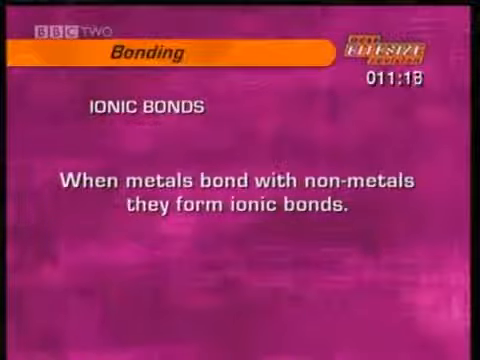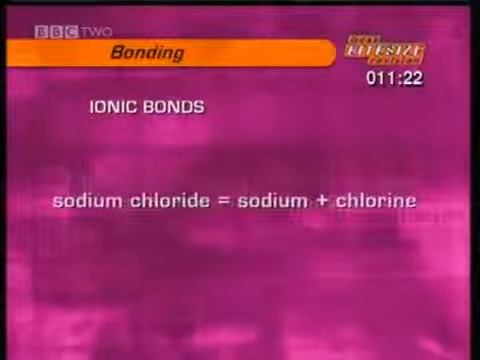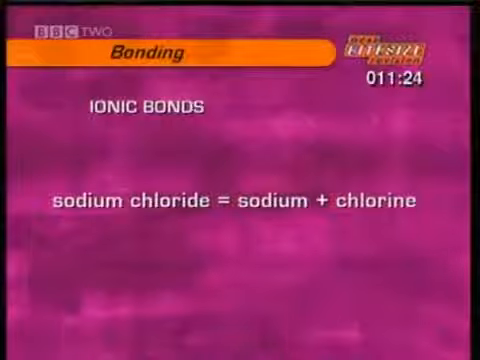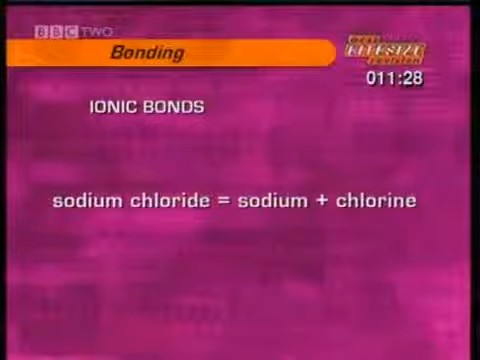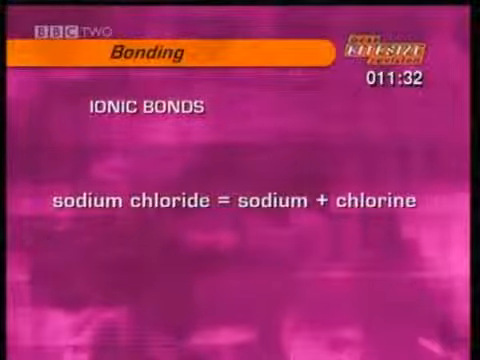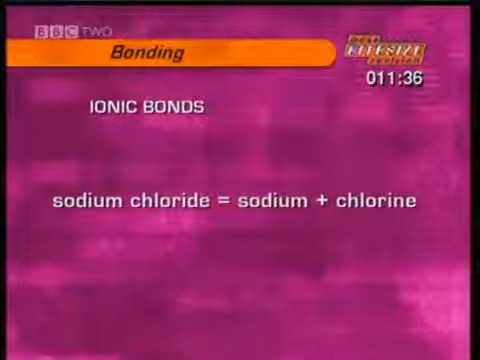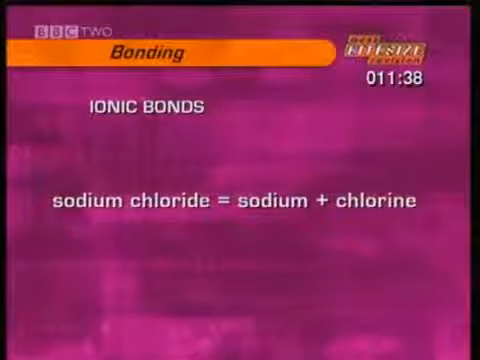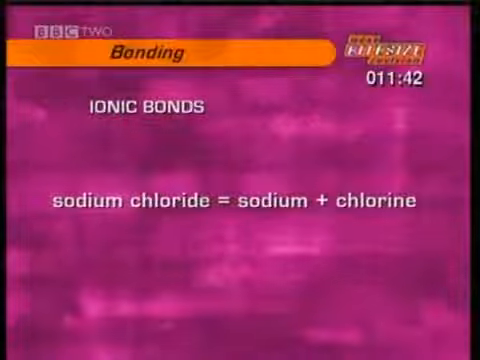When metals bond with non-metals, they form ionic bonds. Let's take the example of sodium chloride, which we're all familiar with as common salt. A molecule of sodium chloride is made up of an atom of the metal sodium and an atom of the gas chlorine. Watch this clip to see what happens during this reaction.